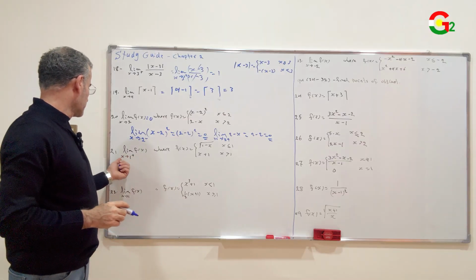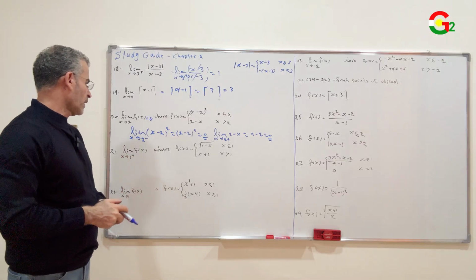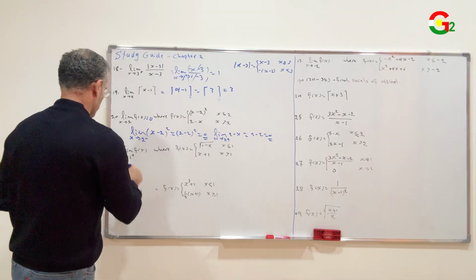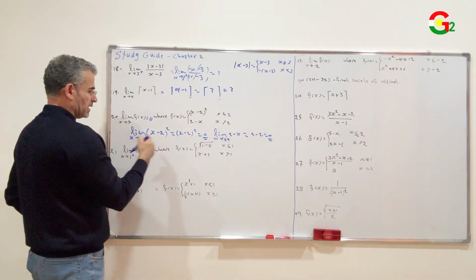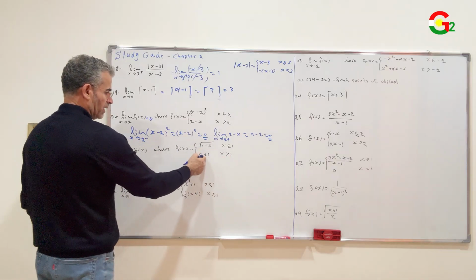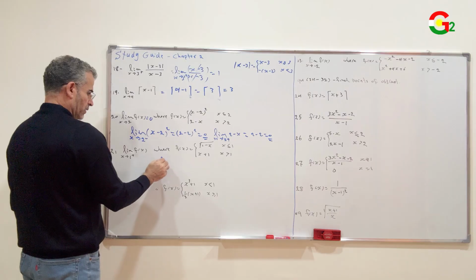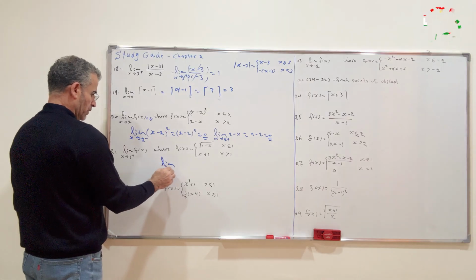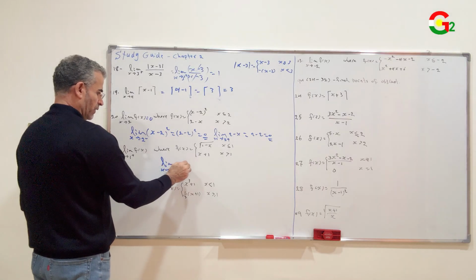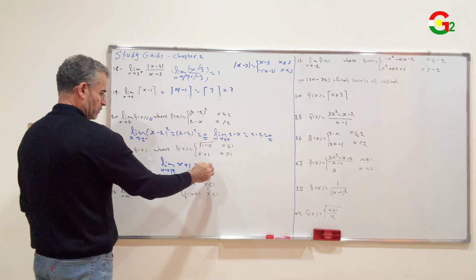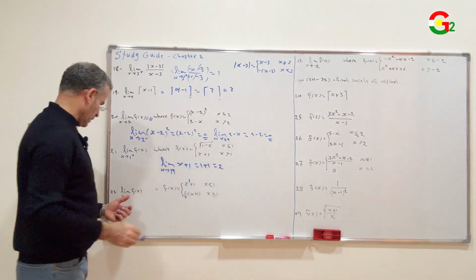The limit of f of x as x approaches 1 from the right for this function. When x approaches 1 from the right, it means x is greater than 1, so I'll use this segment. It will be the limit as x approaches 1 from the right of x plus 1, which equals 1 plus 1 equals 2.